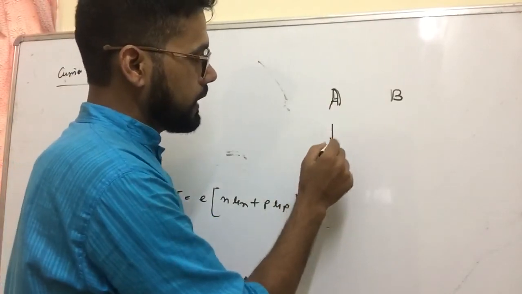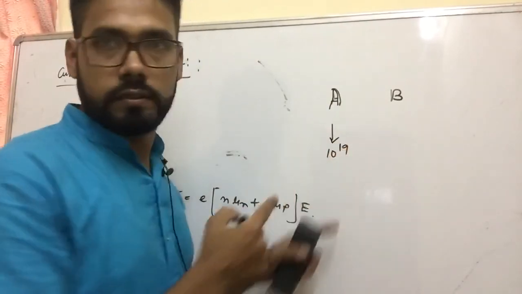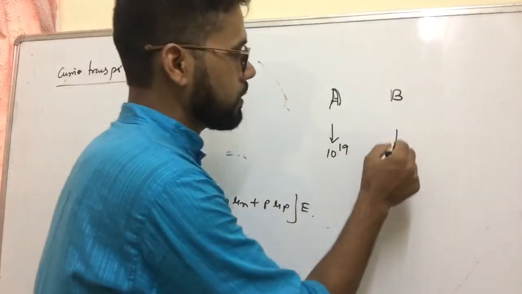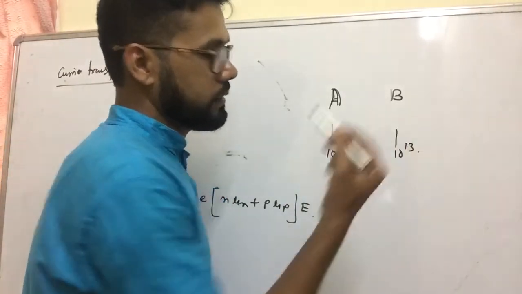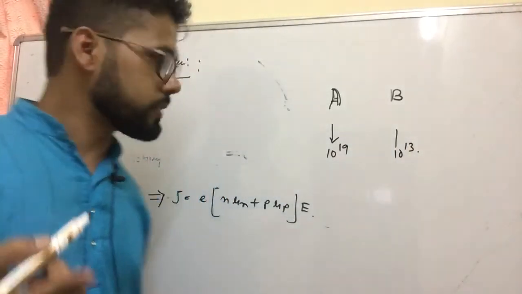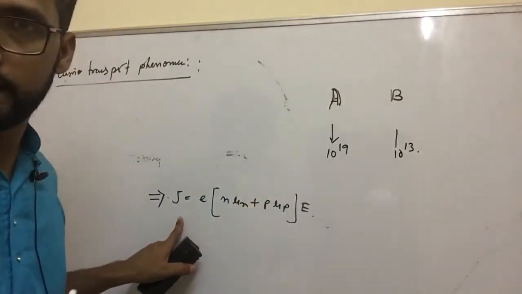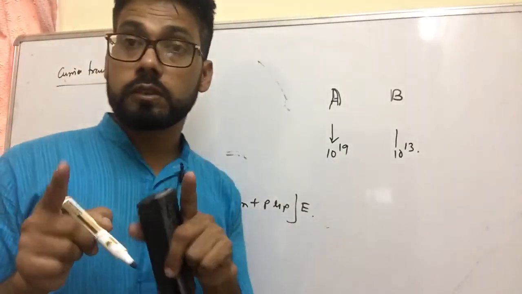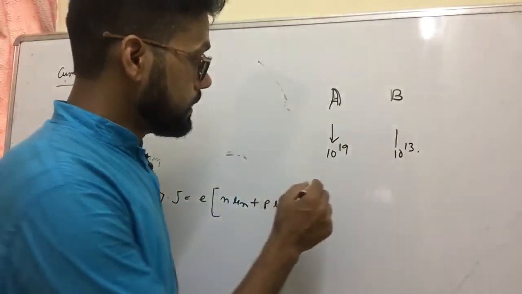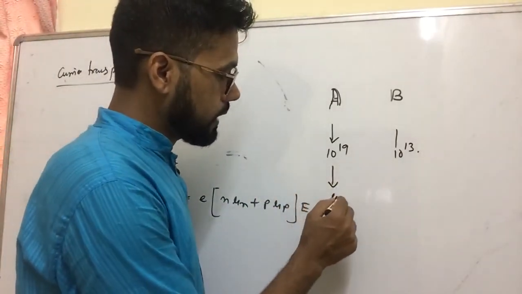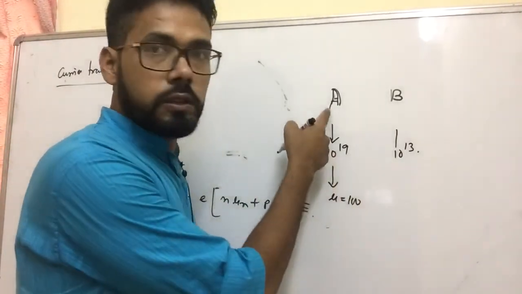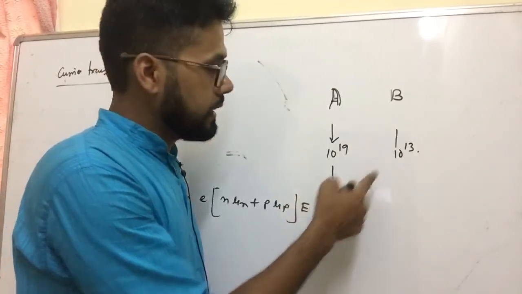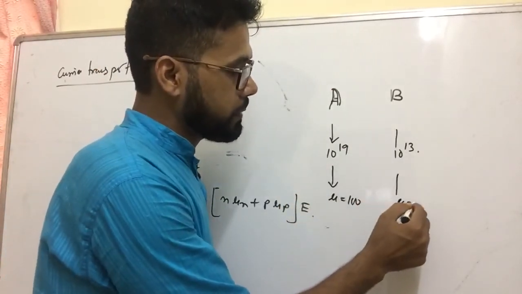Suppose semiconductor A has 10 to the power 19 electron carriers. Semiconductor B has 10 to the power 13 electrons. Obviously, you would say that a high number of electrons means high current, but this is not exactly true. Suppose this semiconductor has mobility 100, and this semiconductor has mobility 50.